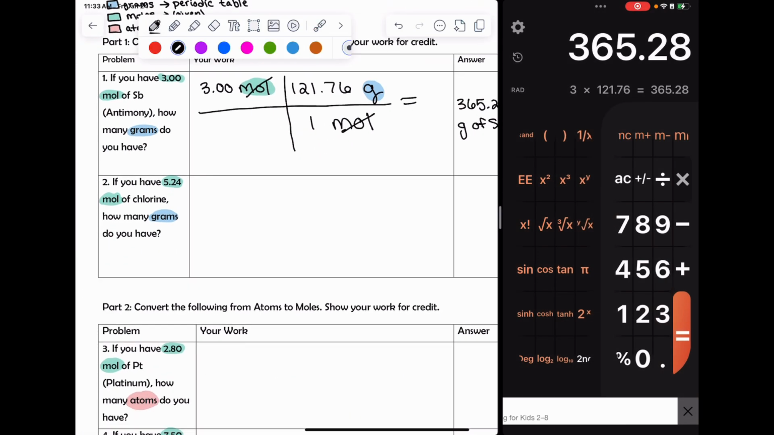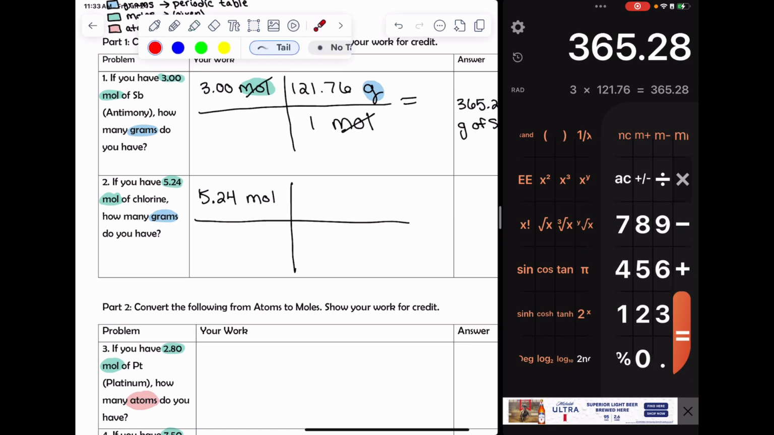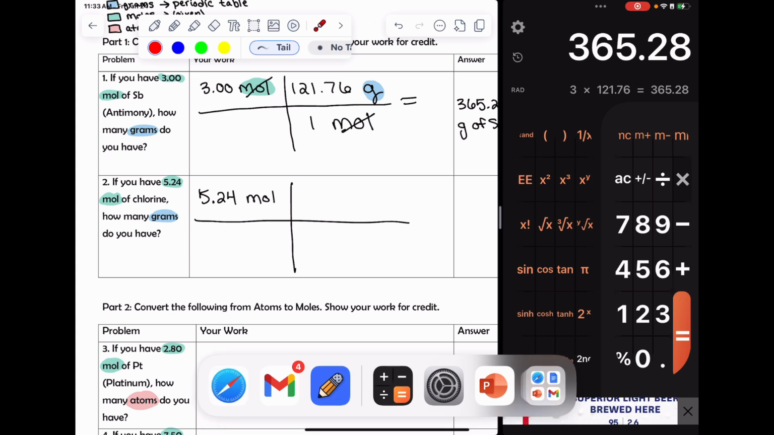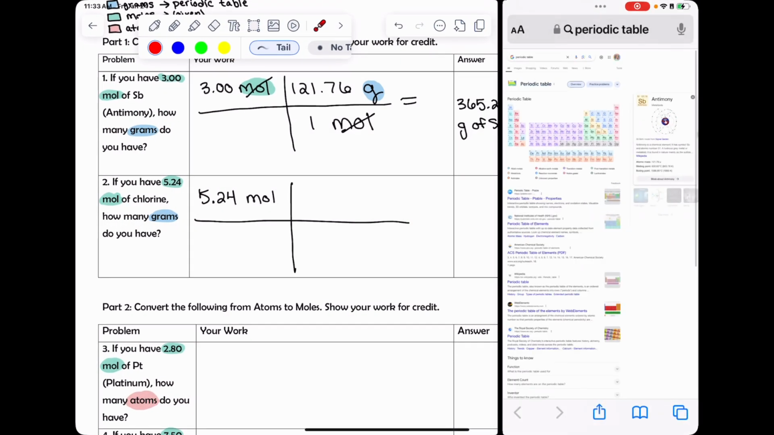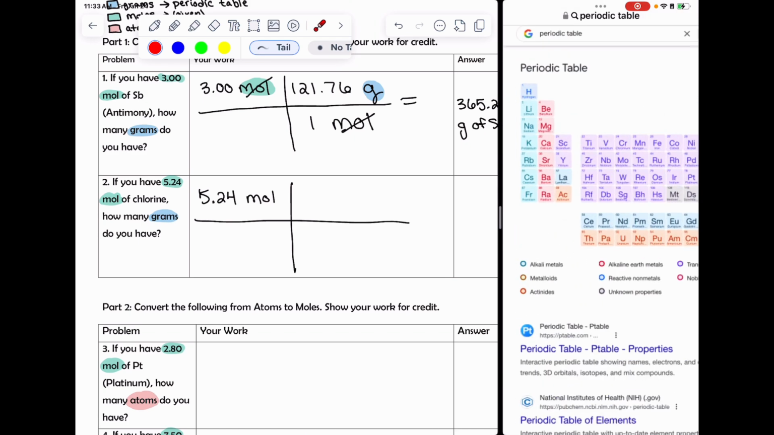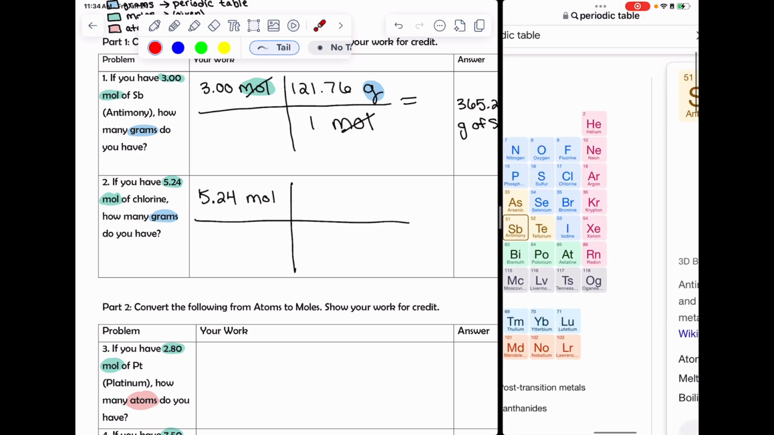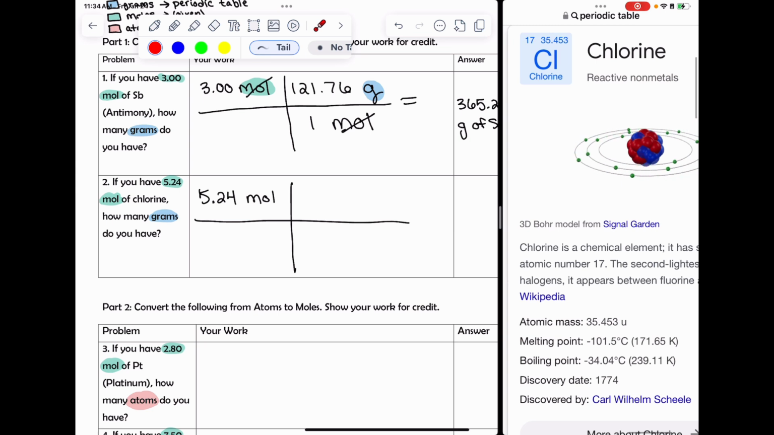All right, next. If you have 5.24 moles of chlorine, remember, start with what you're given. Let's set up our table. And we need to look for grams. So grams, find that on the periodic table. Let me pull back up the periodic table here. So we're looking for chlorine, Cl, other side. So chlorine has a mass of 35.45 grams for every 1 mole.